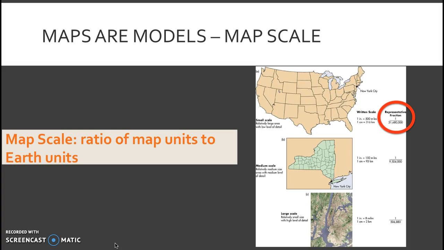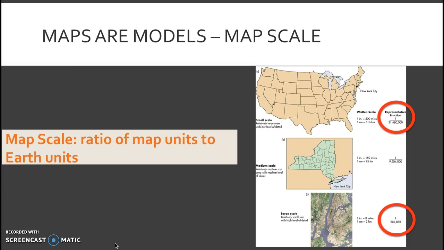This scale could also be represented as a written scale, where the units are converted to one more readily visualized. 1 inch on the map equals 500 miles on the Earth. If we were to zoom in on the map all the way to look more closely at the island of Manhattan, as in the bottom image, here's how the fractional scale would change. Now the fraction says 1 to 506,880. So 1 inch on the map represents 506,880 inches, or the written scale, 1 inch now represents 8 miles.